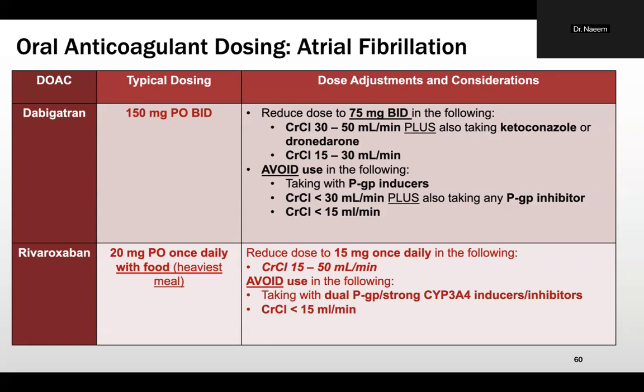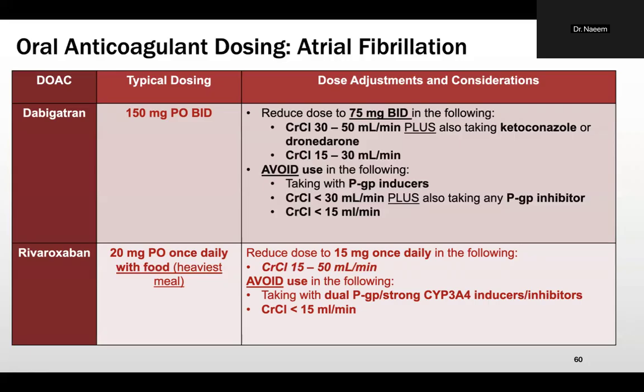So dabigatran, that is a standard 150 milligrams twice a day, reduced in a creatinine clearance of 30 to 50. And then if they're also taking ketoconazole or dronedarone, which are considered high alert drug interactions. And then also creatinine clearance of 15 to 30, you would use 75 milligrams twice a day in such cases. And then avoid, as you can see, the details are there, but I would say focus on what is in red here.